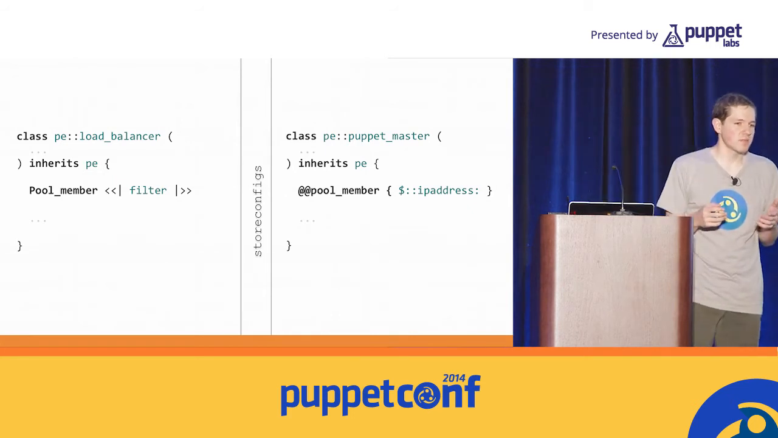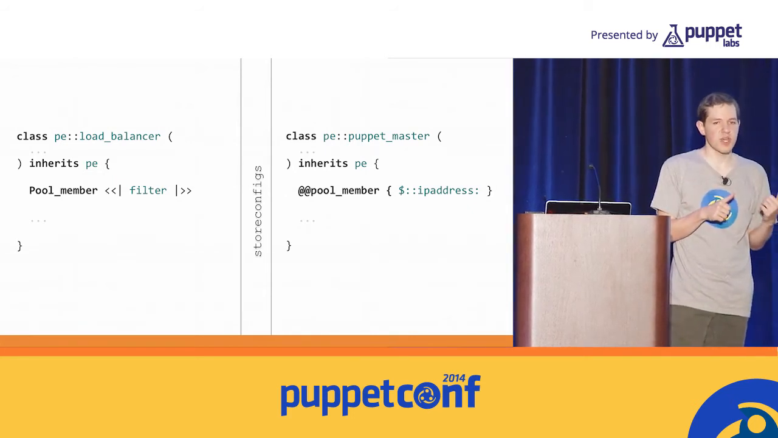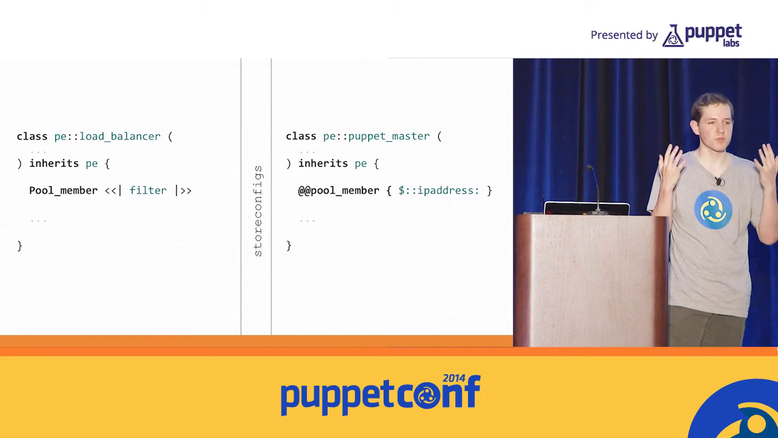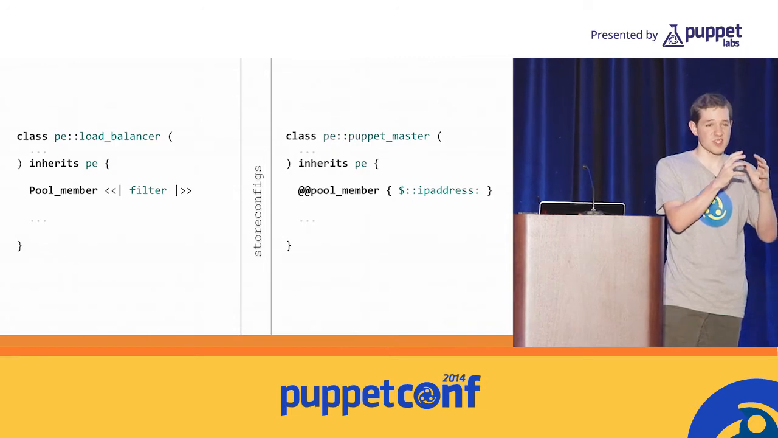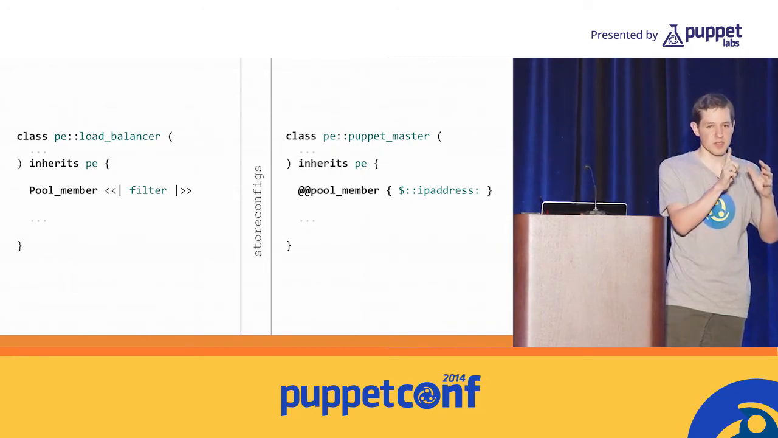The alternative, if you can't or if you don't want to do that, I guess the defining characteristic of this approach is that you have to think about this dynamic relationship from both perspectives. You can't just look at the load balancer and say, in configuring the load balancer, it should have the Puppet Master's IP addresses. You can't just say that here because you can't look at the Puppet Master's IP addresses.